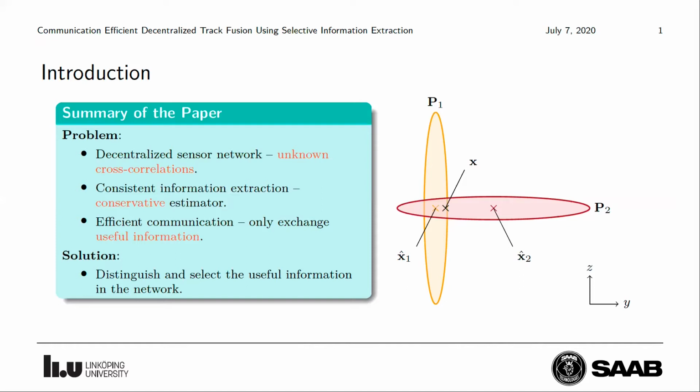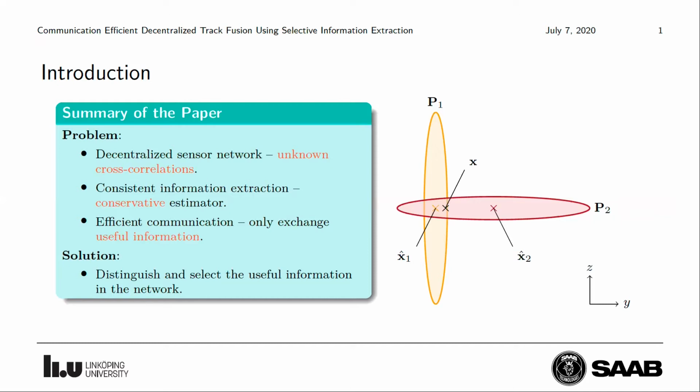This paper considers a decentralized sensor network where the cross-correlations between the estimates are unknown. Further, we focus on consistent estimators and communication efficiency, where only the useful information is being exchanged. When speaking of information in this scope, we refer to the inverse of the error covariance. An estimate is given by the pair x hat and P, where x hat is the state estimate and P is the covariance matrix reported by the estimator. When necessary, we will also use subscripted indices for estimates.